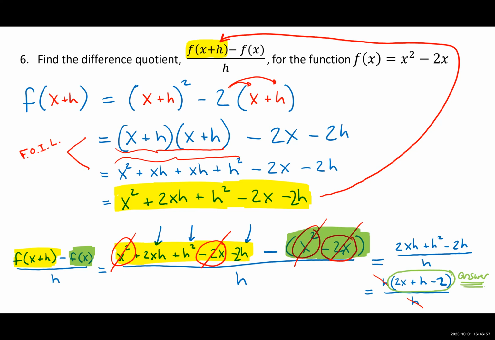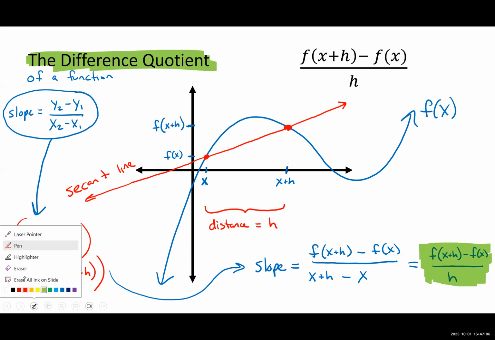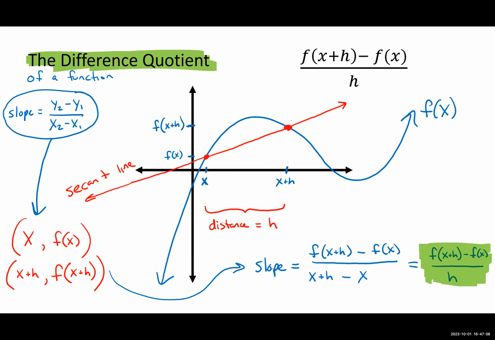It's any function. Let me go back one slide just for a moment. If you have the graph of a function, you could always pick 2 points and draw a straight line through them. That straight line through those 2 points will have a slope, but it's going to be different for different points. That's why it ends up being a function and not a number. But the difference quotient gives you the slope of this red line.